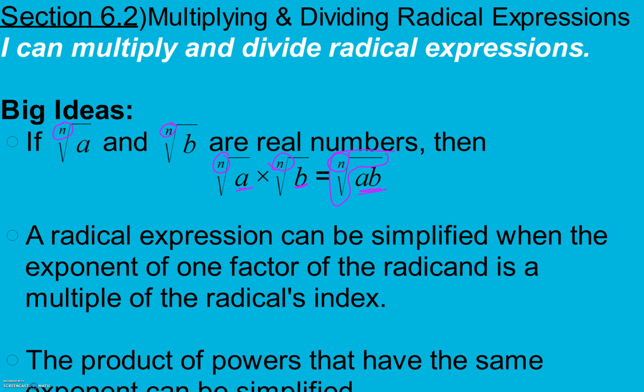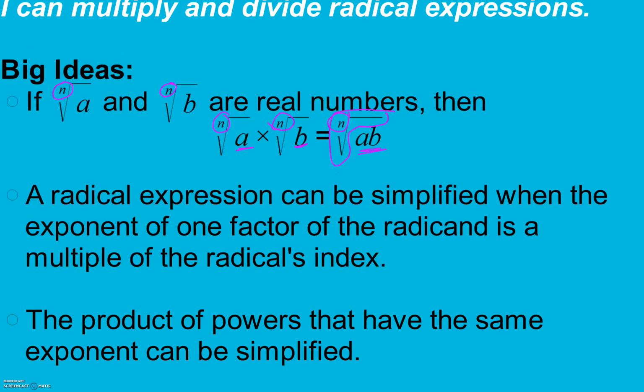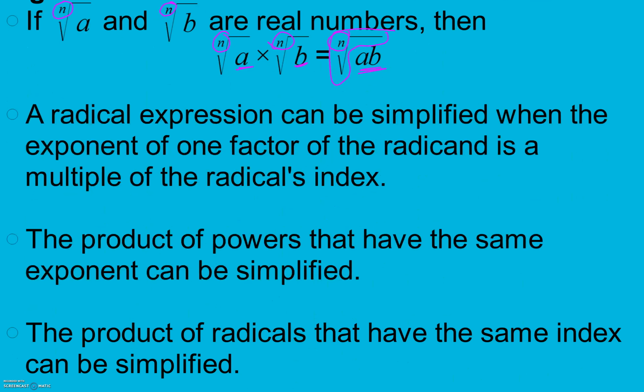A radical expression can be simplified when the exponent of one factor of the radicand is a multiple of the radical's index. And the product of powers that have the same exponent can be simplified. The product of radicals that have the same index can be simplified.